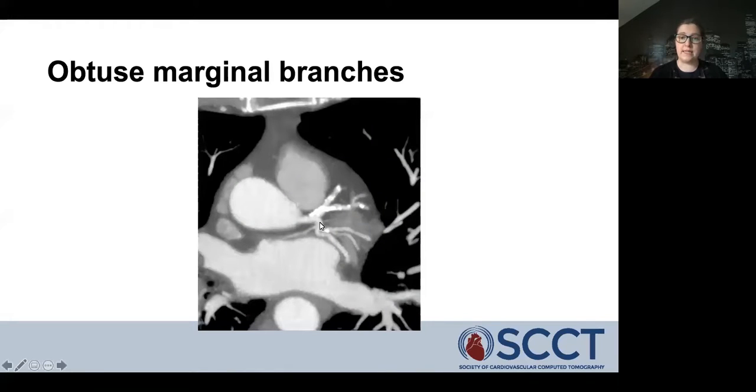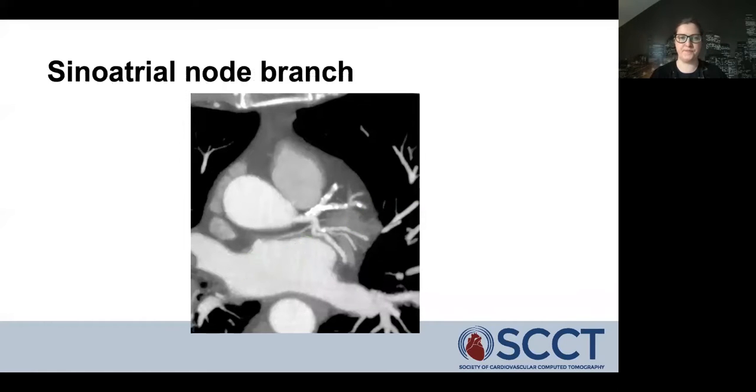So here you can see, this is the circumflex. We've got an early branch of the circumflex, which is the first obtuse marginal branch. It bifurcates, and the circumflex that's left behind to go into the atrioventricular groove is called the mid-circumflex. You can see here we've also got lots of calcified plaque in this patient. So that's the circumflex and that's the obtuse marginal.